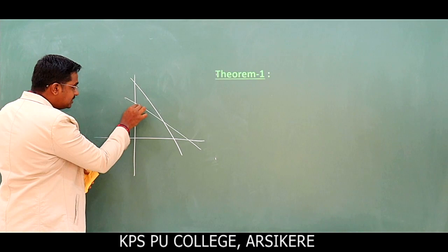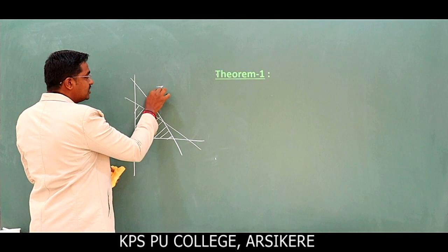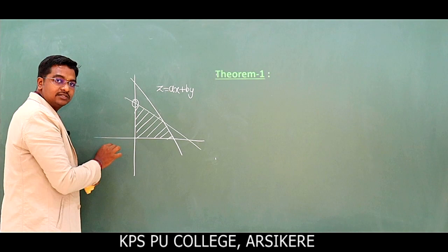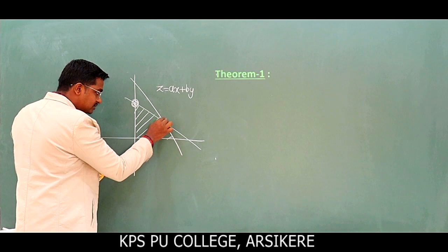Okay. So z is equal to ax plus by. This is an objective function. Then the optimal value of this function occurs at the corner points, the boundary points. This is a point of intersection of boundary lines. These are corner points. So this optimal value must occur at a corner point of the feasible region.